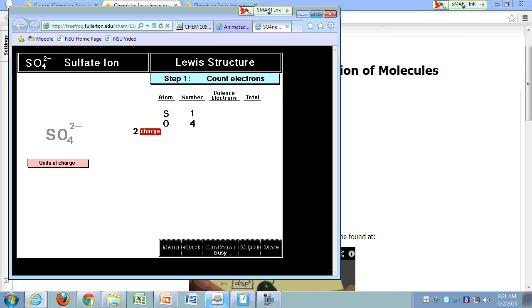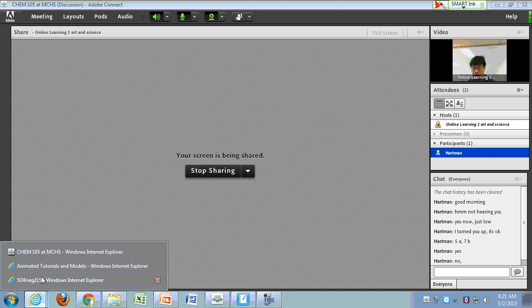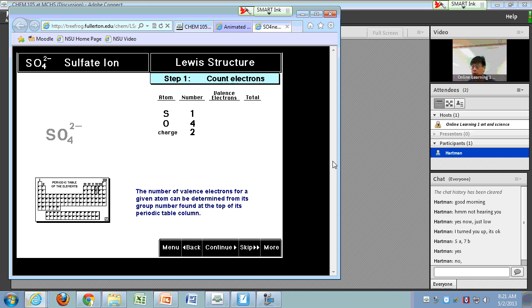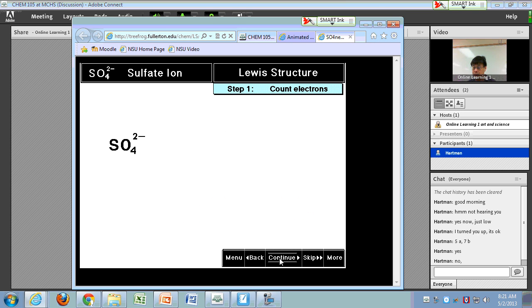Hold on. Let me put it back. Let's see. Try it again. Alright, so let's go back. So first you count the electrons, sulfur, oxygen. So that's 1 sulfur, 4 oxygens, and a -2 charge.